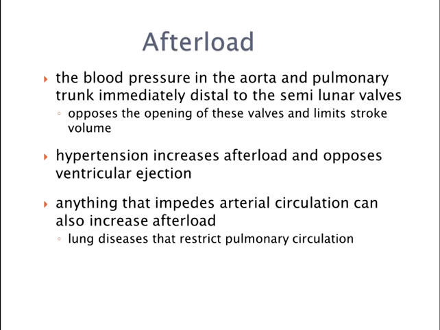So, and that's what contributes to when we measure blood pressure around 120 over 80, we need to be able to overcome that 80, otherwise we're going to have some problems. The pulmonary trunk immediately distal to the semilunar valves also contributes because the pulmonary trunk also has blood already sitting in it, and we need to be able to overcome that. And that blood pressure is usually between 20 and 40 millimeters of mercury.